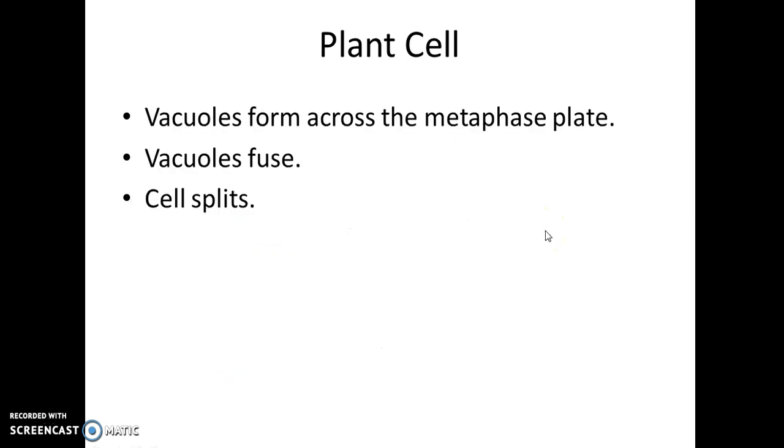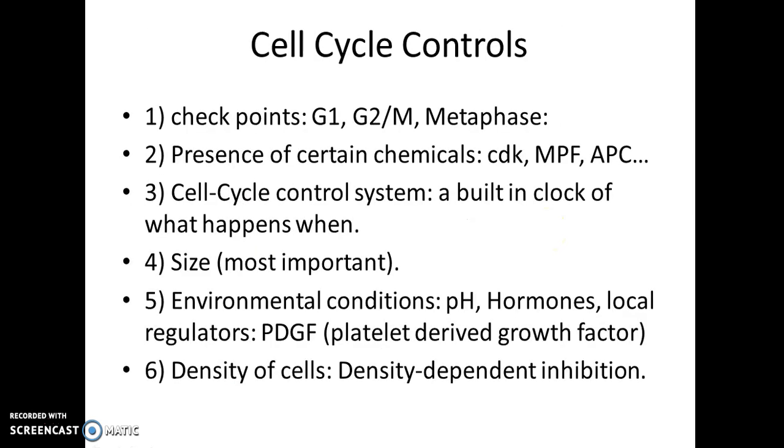Pretty simple. So what controls the cell cycle? Well, we know that the checkpoints control the cell cycle. We know there's a checkpoint at G1 that can go into either G0 or continue with the cell cycle. The checkpoint between G2 and M makes sure that the DNA is okay after DNA synthesis. And at metaphase, we need to make sure the chromosomes are lined up in order for the cell to complete the cell cycle.